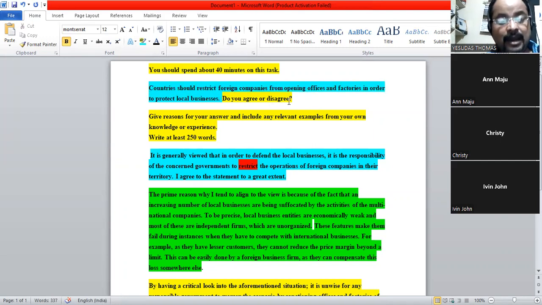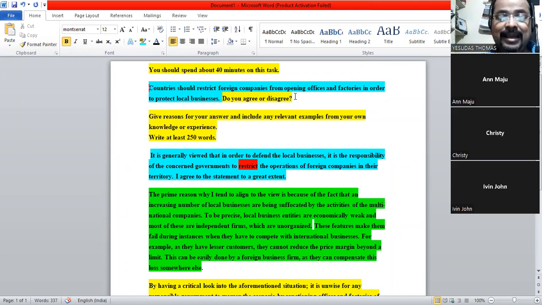Countries should restrict foreign companies from opening offices and factories in order to protect local businesses. The meaning of this question is, it is the duty of a responsible government to protect the local business. And in order to protect the local businesses, a country should limit the operations of foreign companies in its own territory. How far do you agree to this statement? And this is the question.